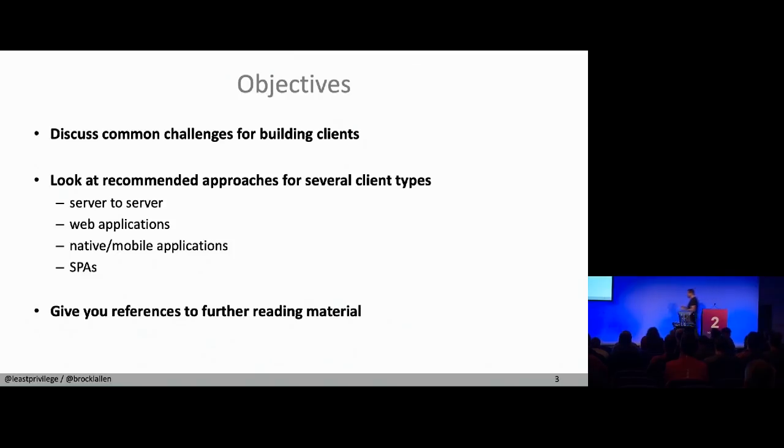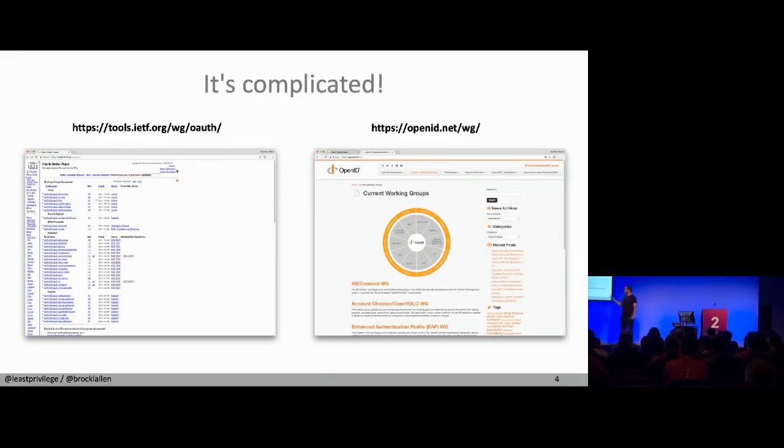So as I said, the objective is to filter the important information and give you the guidance for the most typical types of clients you want to write, which is server to server, web apps, native, mobile, and SPAs, okay?